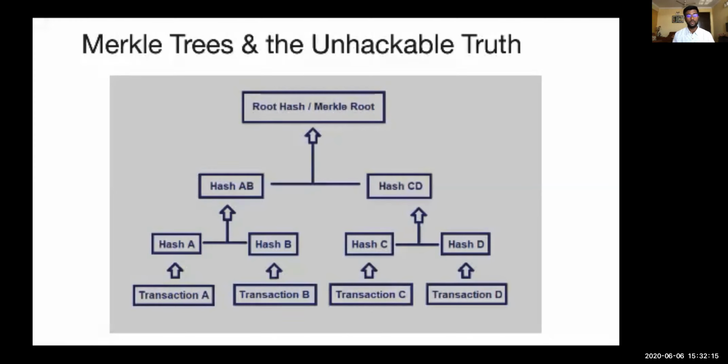What will happen is that all the transactions you have will be combined to make one hash. So transaction A and transaction B will combine to make a hash AB, right? Similarly, C and D will be combined and hashed. Hashes of transaction C and transaction D will be combined to make a hash of CD, right? Again, this hash of CD and this hash of AB will be combined to make another hash, right?